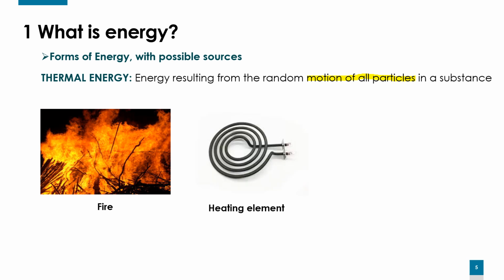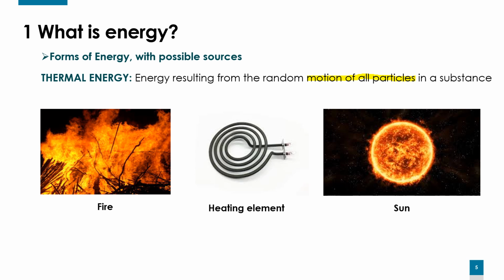Or for example, a heating element. Usually we have this in our homes, in our stove. When we plug it in, the electrical energy is transformed into heat, into thermal energy. Or the sun. The sun creates a lot of thermal energy. That's why the sun is hot.